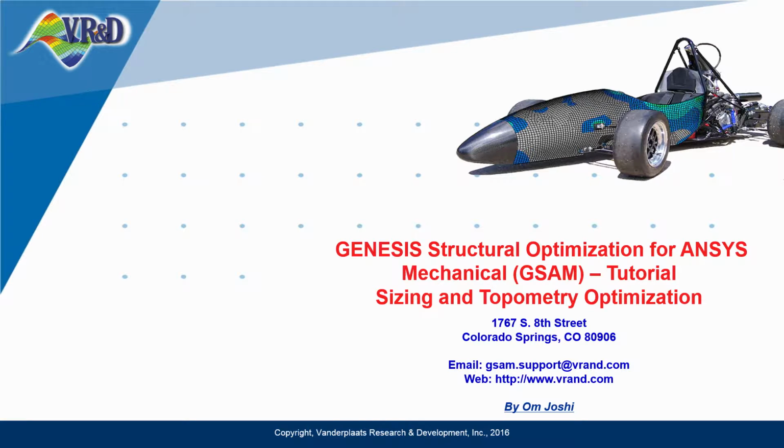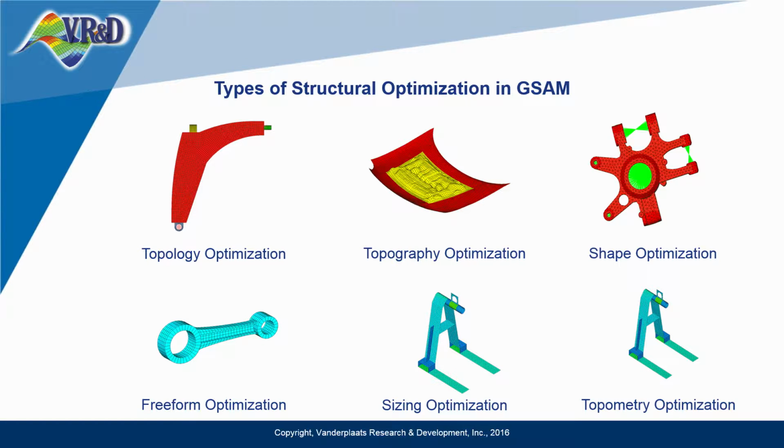The following video will introduce you to sizing and topometry optimization in Genesis Structural Optimization for ANSYS Mechanical, or GSAM. GSAM is an extension that adds topology, topography, freeform, sizing, and topometry optimization to the ANSYS environment. The extension provides a reliable, robust, and easy to use interface which allows designers to set up structural optimization problems, post-process them, and export the data within the ANSYS environment.